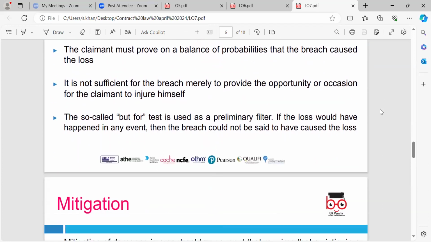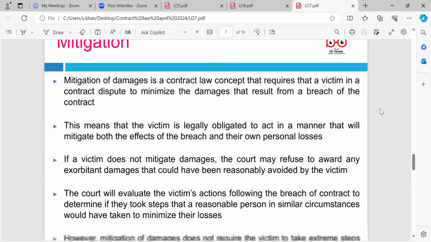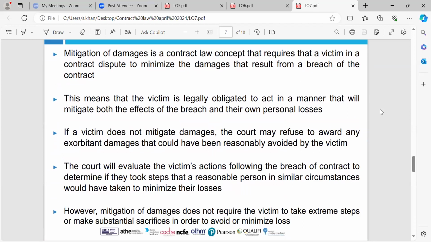The next element we'll be looking at is mitigation. So mitigation of damages is a contract law concept that requires a victim in a contract dispute to minimize damages that result from a breach of contract. This means that the victim is legally obligated to act in a manner that will mitigate both the effects of the breach and their own personal losses.